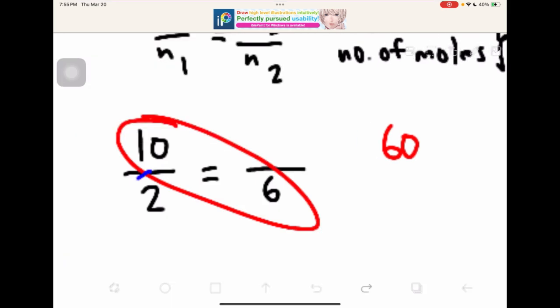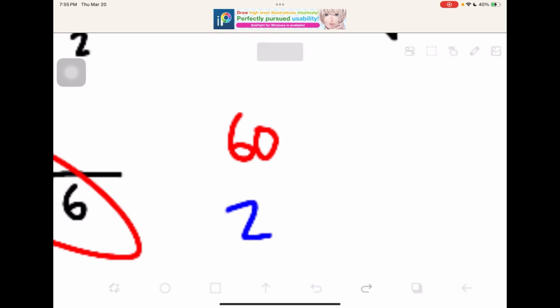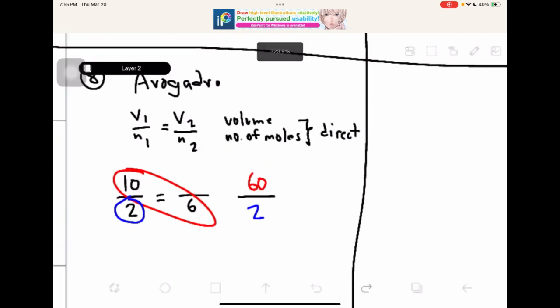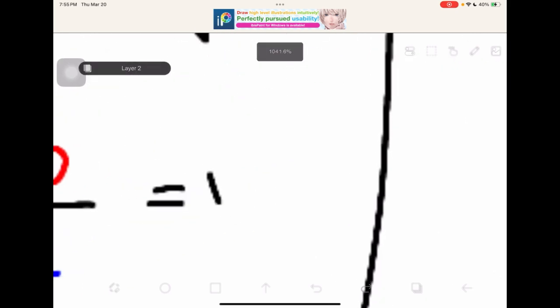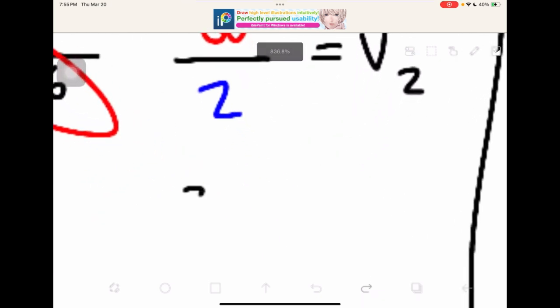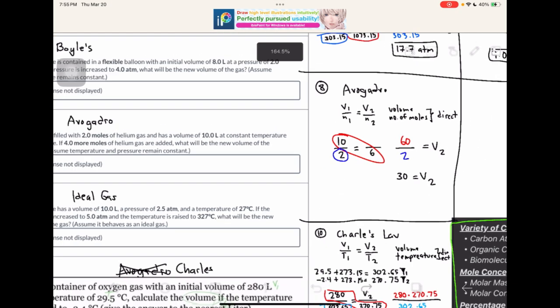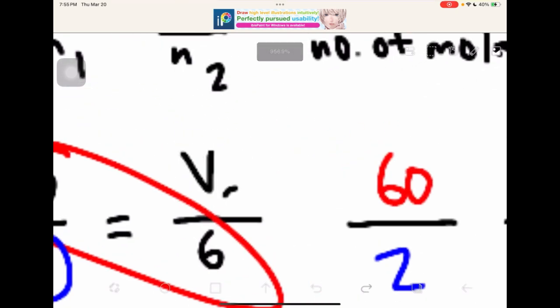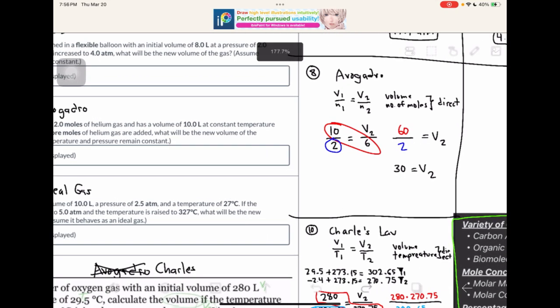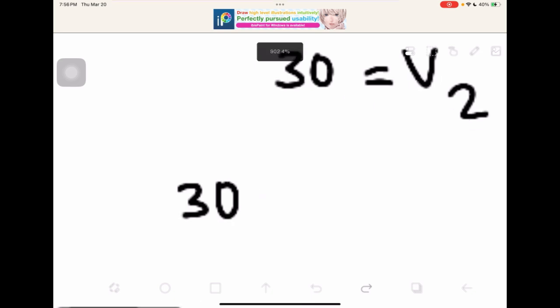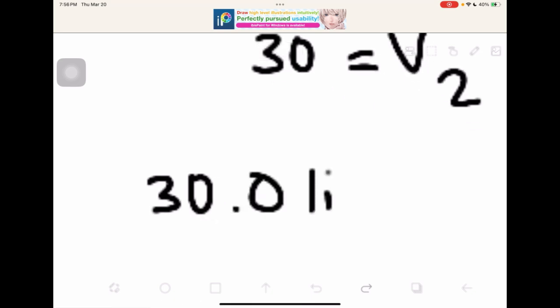And that's going to be all over 2, is equal to the volume 2. Therefore, 30 equals volume 2. And therefore, the new volume of this one would be 30.0 liters.